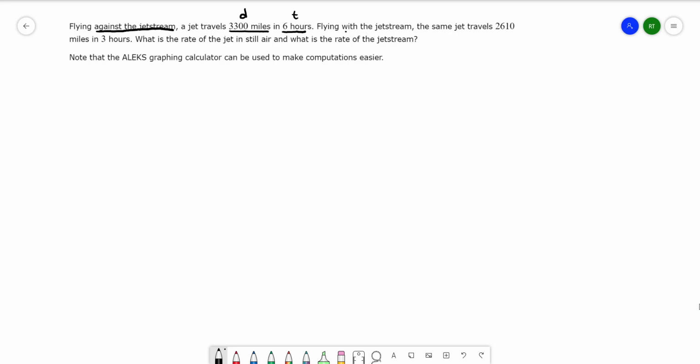Flying with the jet stream, so now we're saying with the jet stream, the same jet travels 2,610 miles. Again, this is a distance, and this is in 3 hours. That's a time. What is the rate of the jet in still air? So we want to find the rate of the jet in still air and the rate of the jet stream. So we want two different things. Notice that it doesn't say that they're related. It doesn't say that one is faster or slower than the other. Therefore, we're going to have two different variables in this problem. I'm going to call this one x, and I'm going to call this one y.